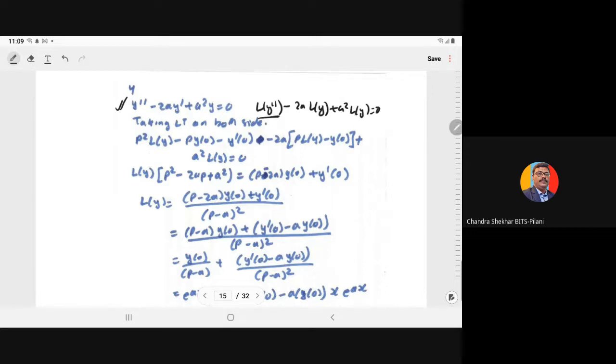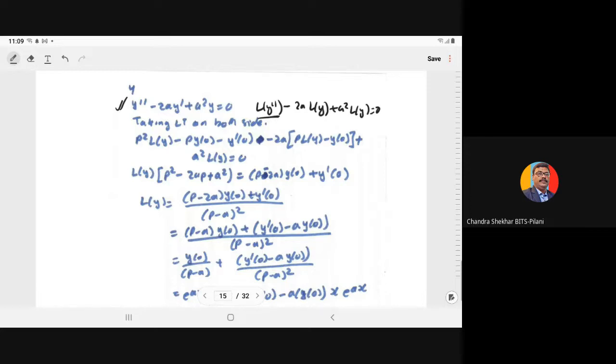And L of y double dash will be p square L of y minus p y naught minus y dash at x equal to 0, and minus 2a times L of y dash, which will be p L of y minus y at x equal to 0, plus a square L of y.